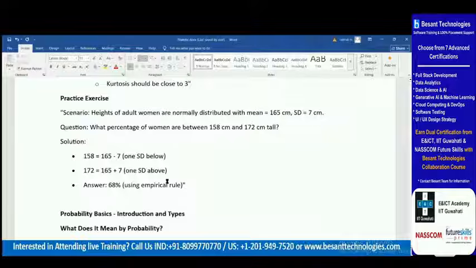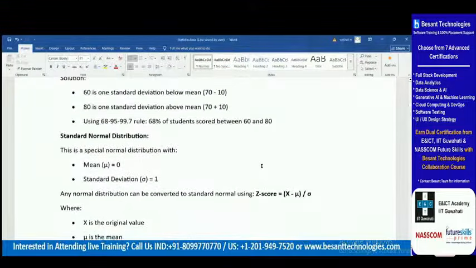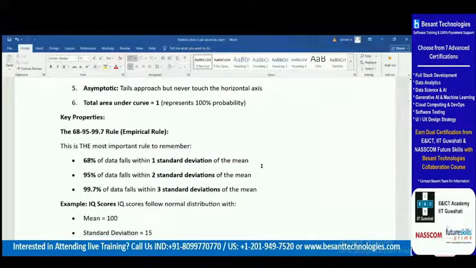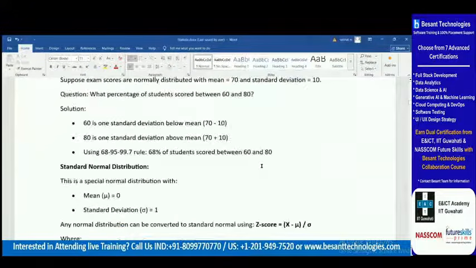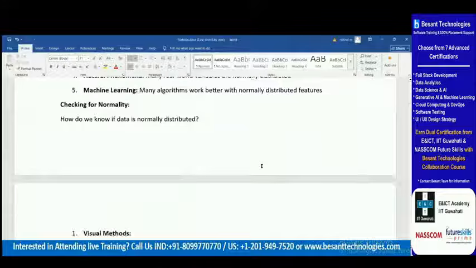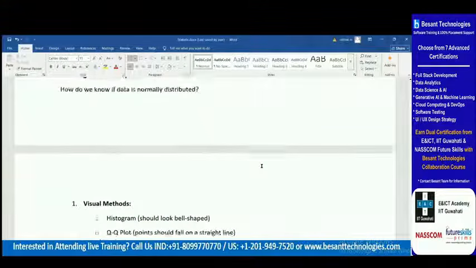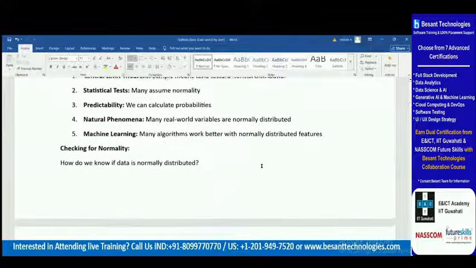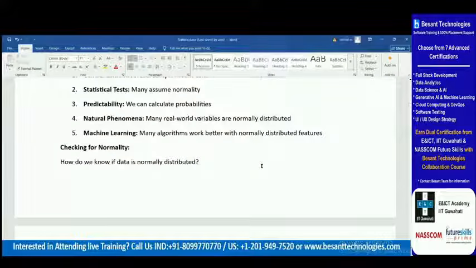So I have given one more example for this. This is about your standard normal distribution. What is one standard deviation of mean, two standard deviations of mean, and three standard deviations?